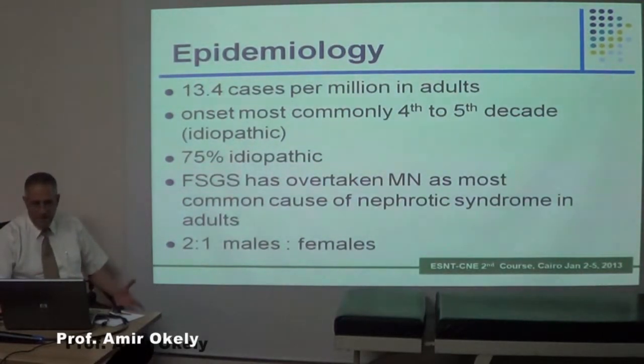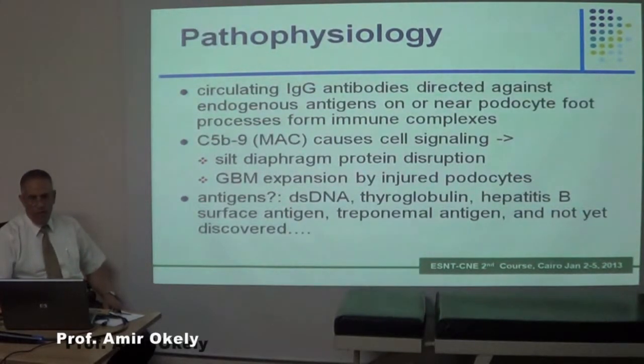What about male to female incidence? About 2 to 1 male to female incidence of membranous nephropathy. What about pathophysiology of membranous nephropathy? Usually it starts by circulating IgG antibody directed against endogenous antigen on or near podocyte foot processes, leading to formation of immune complex and activation of the complement component, especially C5b-9, which is called membrane attack complex, leading to disruption of the membrane and proteinuria. What is the precipitating trigger for this complement activation?